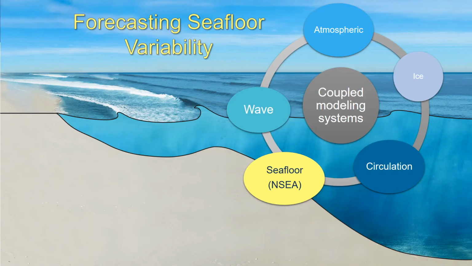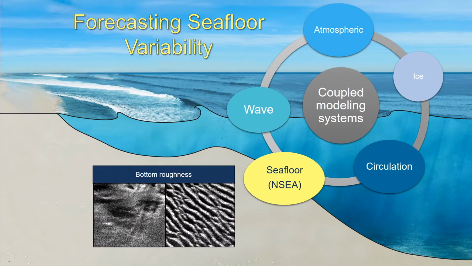So the Navy has several coupled modeling systems. One in particular couples waves, the atmosphere, ice, and ocean circulation into this large Earth modeling system. However, they really don't incorporate any changes or variations in the seafloor. They treat it as a concrete boundary condition, unchanging, which we know is not true.